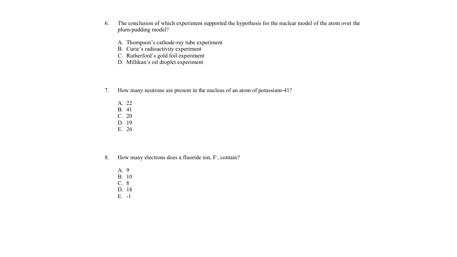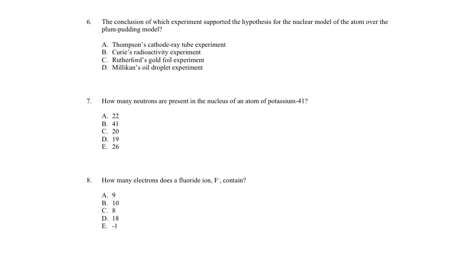Number 6, the conclusion of which experiment supported the hypothesis for the nuclear model of the atom over the plum pudding model? This is getting into chapter 2. You may be doing some reviewing by the time you're looking at this quiz over the next chapter, chapter 2. So we have a couple key experiments. We have J.J. Thomson's cathode ray tube experiment that sort of discovered the electron. We have the oil drop experiment by Robert Millikan that sort of determined the mass and the charge of the electron. Rutherford's gold foil experiment is the one that actually supported the hypothesis for the nuclear model.